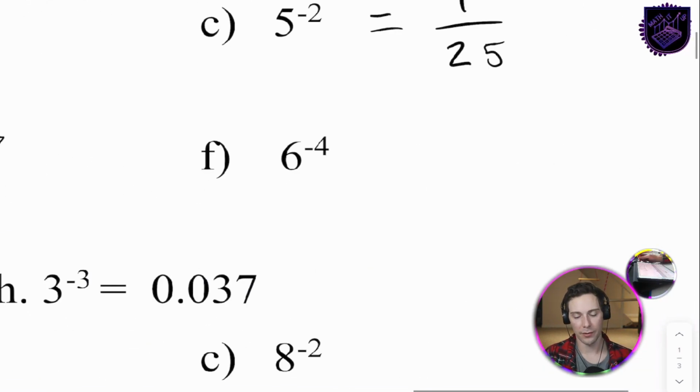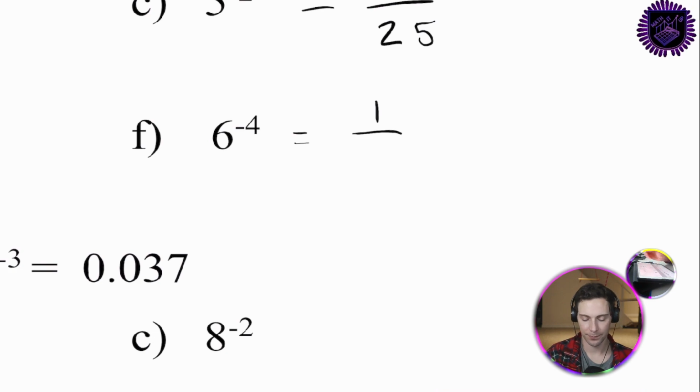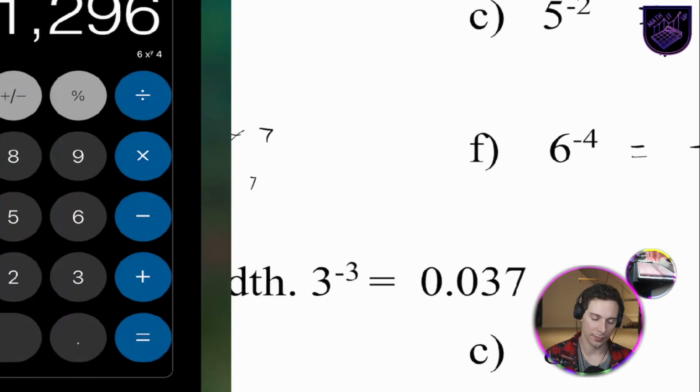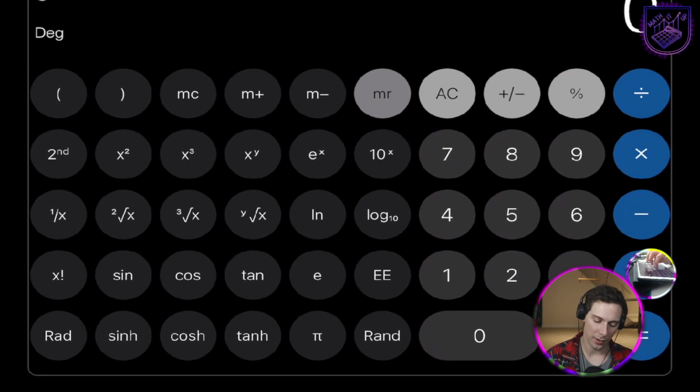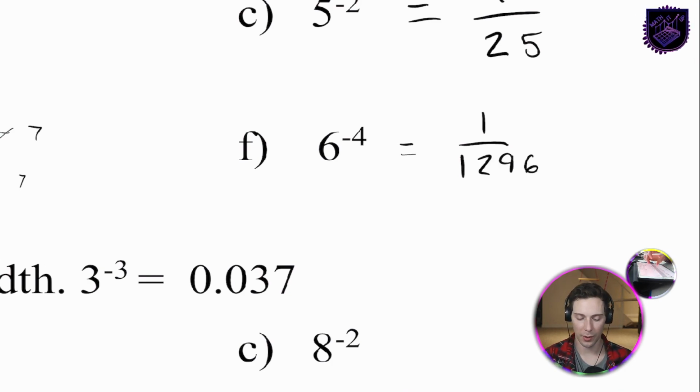6 to the power of -4. This is equal to 1 over, calculator, 6 to the power of 4 is equal to 1,296. 1,296. A little bit more than I wanted to mental math there.